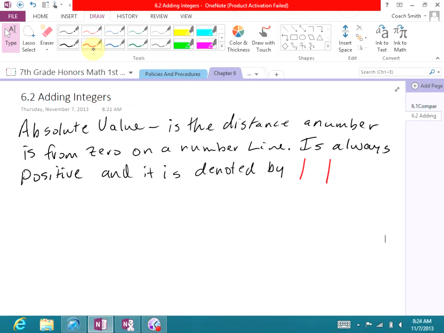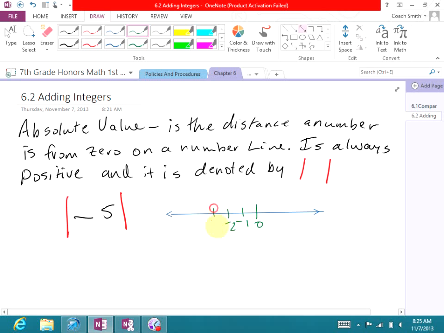Okay, so for example, if I was looking for the absolute value of -5, they would have -5, and then beside it they would have two vertical lines. Okay, and what they want to know then is, if I was to graph -5 on a number line, how many units it is from zero, or the distance it is from zero. Okay, so how many units is -5 from zero? 5. Okay, so obviously it is 5, so the absolute value of -5 is 5.